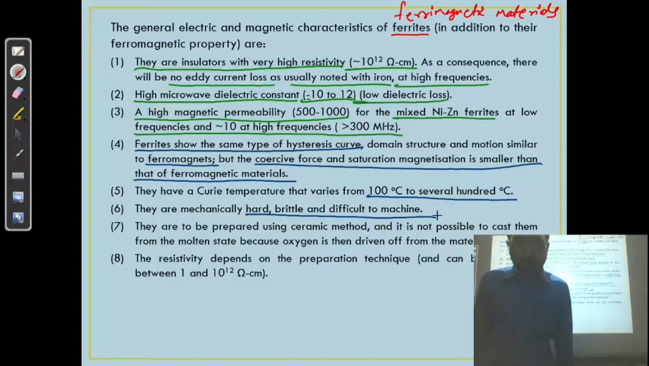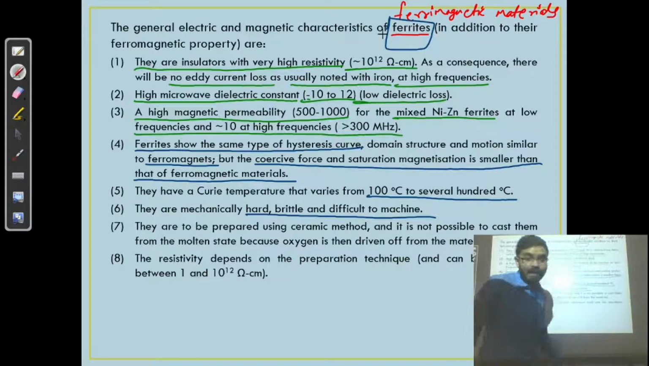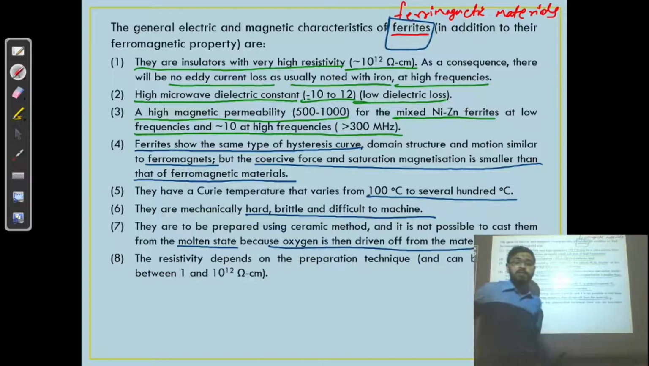The seventh property is they are to be prepared using ceramic methods, not by casting them from the molten state, because normally ferrites are oxide materials. If you take it to the molten state, oxygen will be released, driven off from the material. The oxygen bond will be broken during the molten state, and oxygen will come out of the material, and the material will no longer be a ferrite material, right?